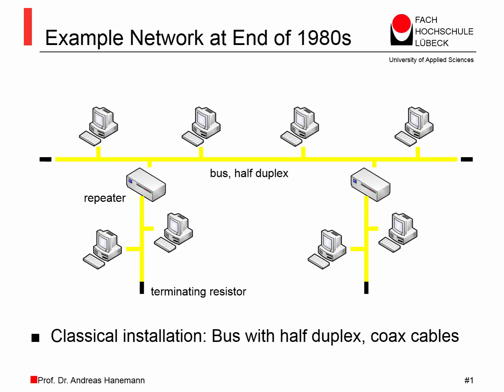In this video I am showing you 3 slides which represent the typical situation in a wired local area network in different decades. The first slide is about the situation at the end of the 1980s.